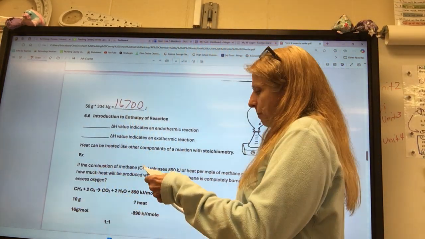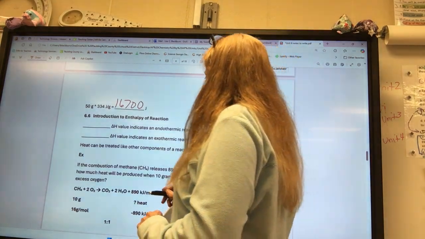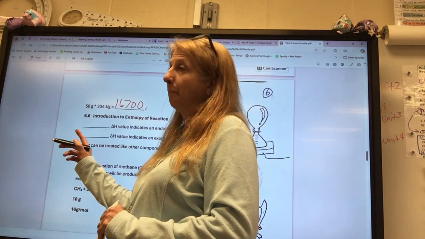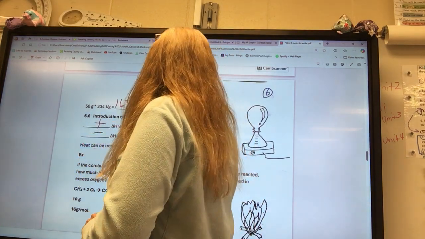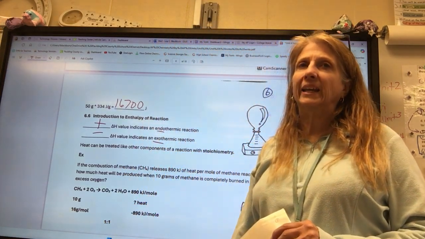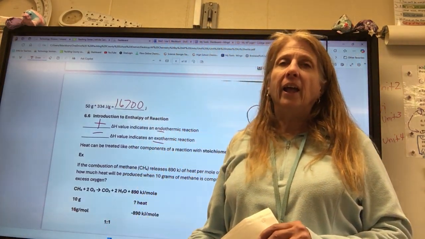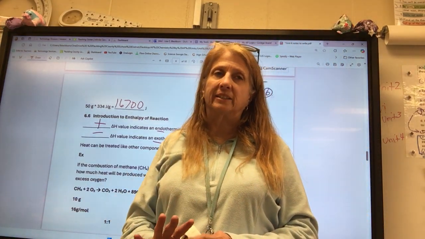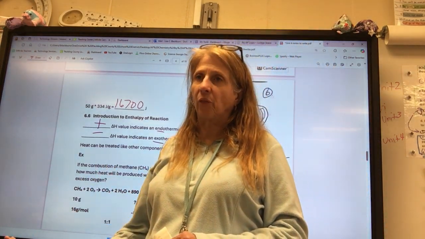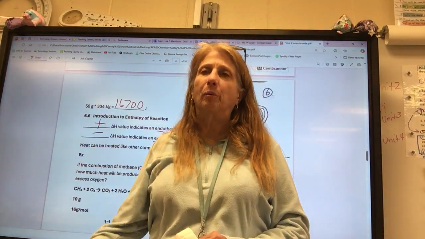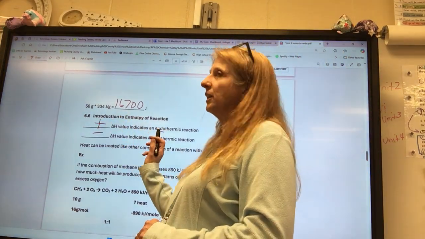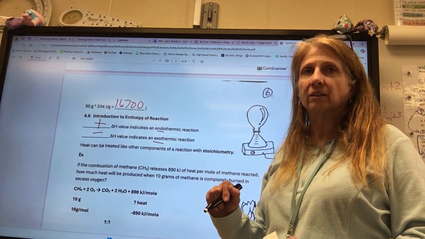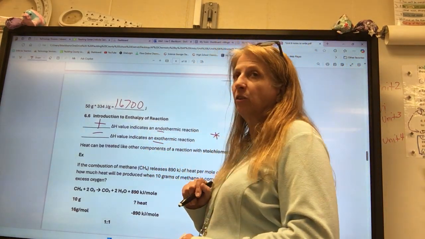6.6, introduction to enthalpy of reaction. We've already learned this. If it is endothermic, is heat positive or negative? It's positive. Exothermic is negative. Sometimes they will write heat as positive in the products or reactants, and if it's written in the reactants, it's endothermic. If it's in the products, it's exothermic. Sometimes they'll tell you the heat separate from the reaction, and if it's positive, it's endothermic, it's a reactant, and if it's negative, it's exothermic, it's a product. Little star there, you have to know that.